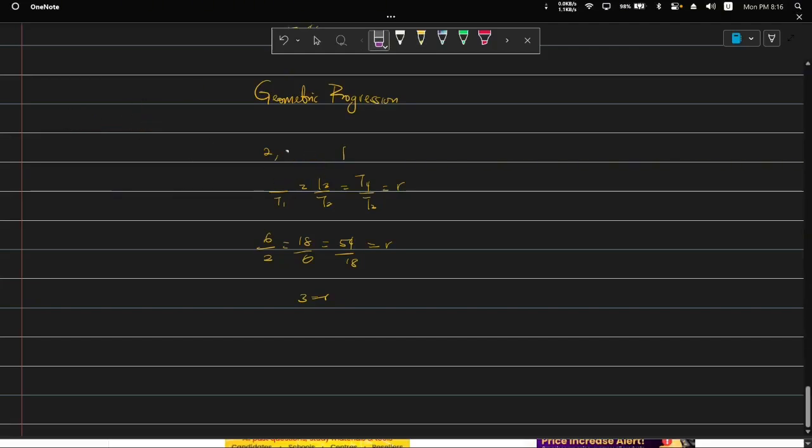And how do you find the nth term of a GP? So to find the nth term of a GP, we're going to be having Tn is equal to A multiplied by R to the power of n minus 1, where A is the first term, R is the common ratio, n is the number of terms.